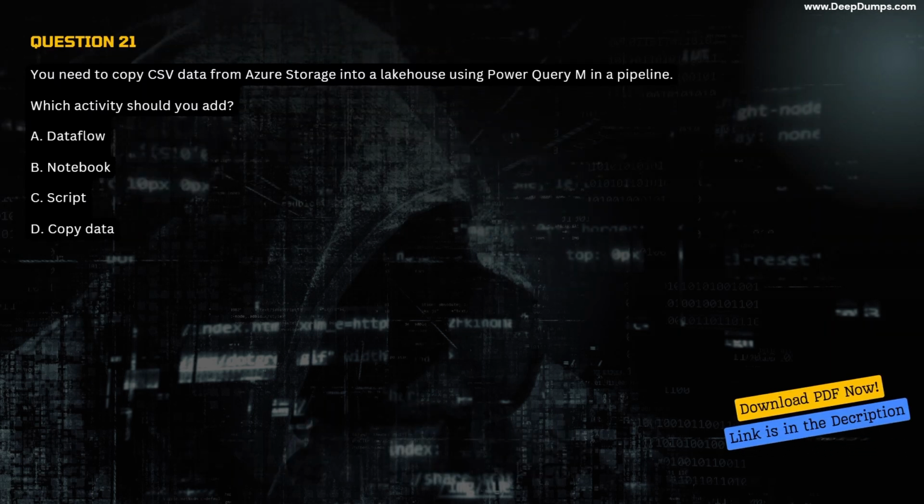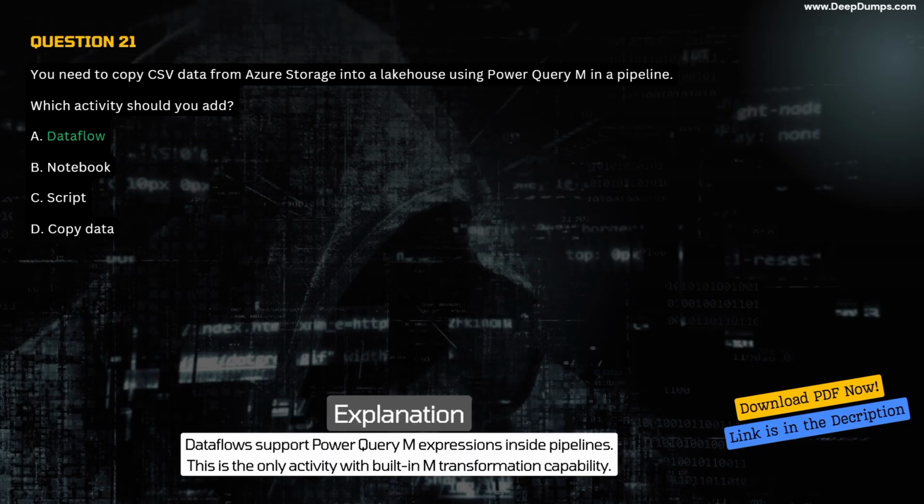Question 21. You need to copy CSV data from Azure Storage into a lakehouse using Power Query M in a pipeline. Which activity should you add? A. Data flow. B. Notebook. C. Script. D. Copy data. Correct answer A. Data flow. Explanation. Data flows support Power Query M expressions inside pipelines. This is the only activity with built-in M transformation capability.